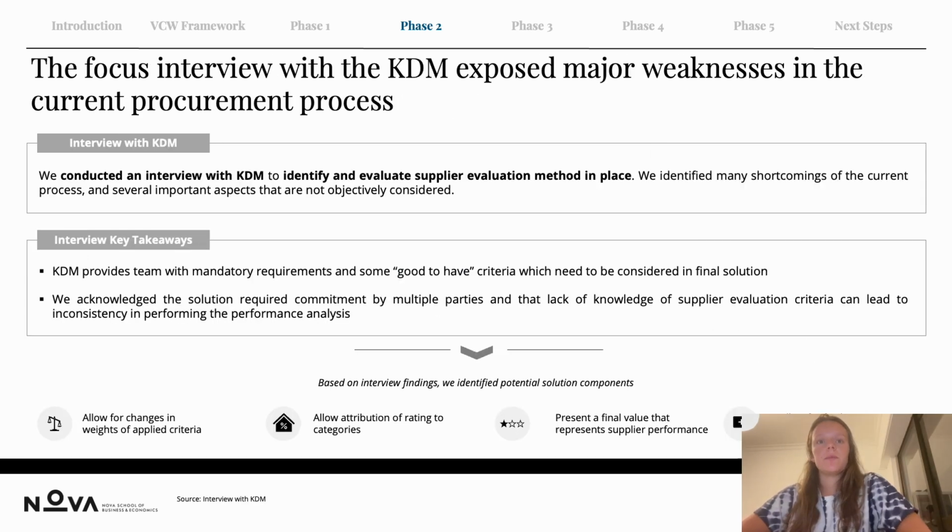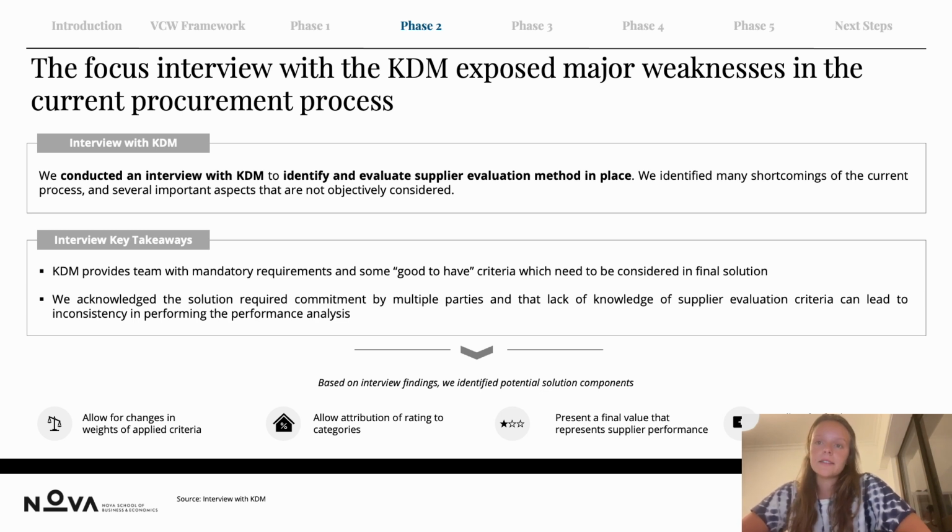The last thing that we did was conducting an interview with the key decision maker to identify and evaluate the supplier evaluation method in place. So we identified many shortcomings of the current process and several important aspects that are not objectively considered. So we had 2 main takeaways from the interview that we did. The first one is that the key decision maker provides a team with mandatory requirements and some good-to-have criteria which need to be considered in the final solution that we provide.